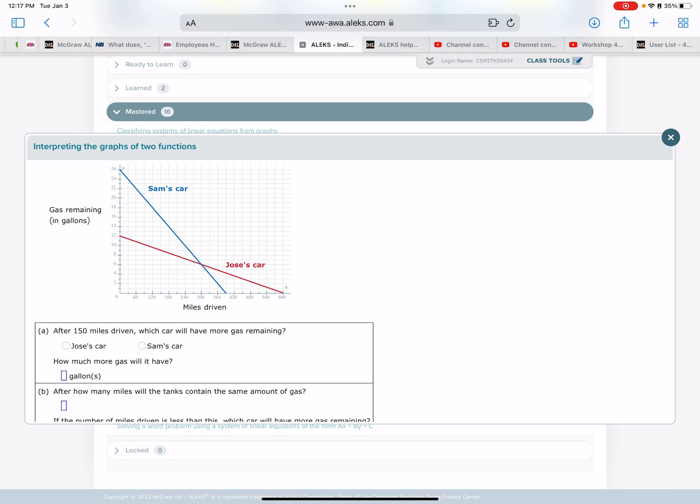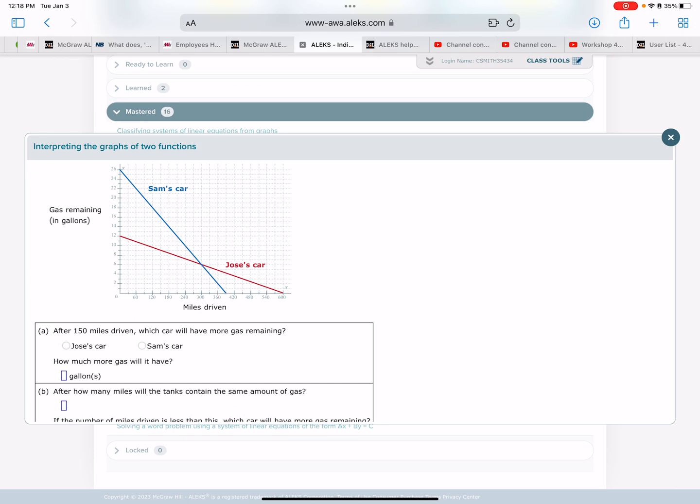It just uses a lot more gas. You know, it's a truck versus a little tiny Honda Accord. Well, the Honda Accord probably has a little bit bigger tank than 12 gallons, but it's the same idea.